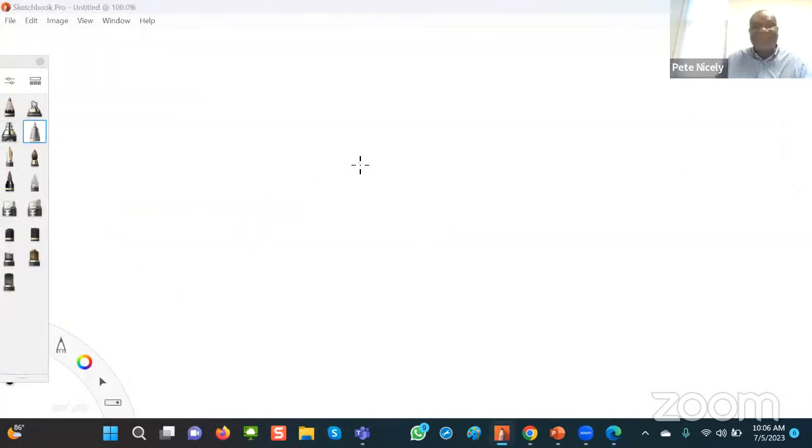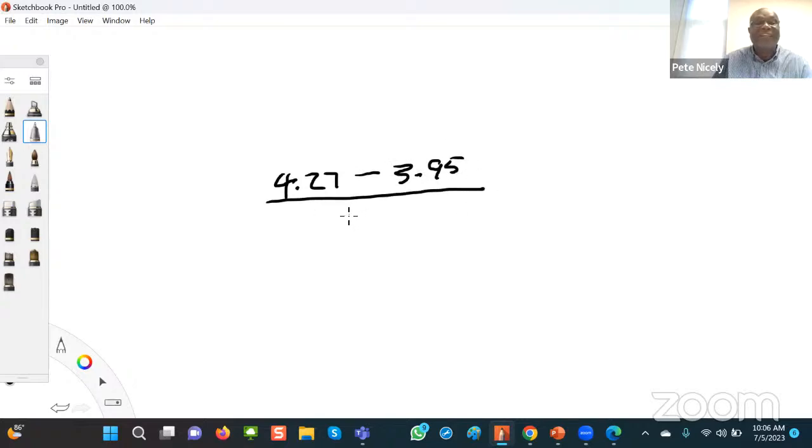Let me give you one quick example so that you understand what I'm referring to. So let's say, and this is just something I'm making up here, you're given a problem where it's 4.27 minus 3.95 divided by, let's say, I don't know, 20.94. All right, so let's say you're given this and you're asked to solve this. Well, of course, what you would do is solve the numerator part of this arrangement first, right? And as you can see, that is subtraction.